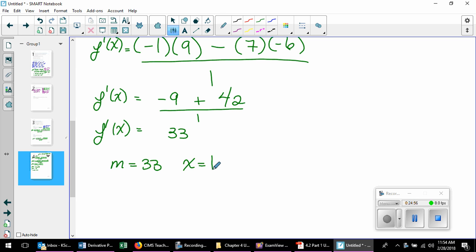Why do I need that -7? I need that to find my actual equation. So I got my slope, and my point was 1 and -7. When I have those two things, I can use slope point form. Grade 10.